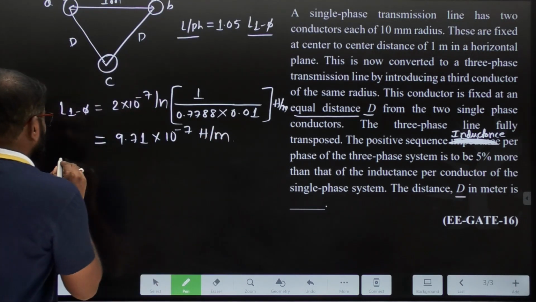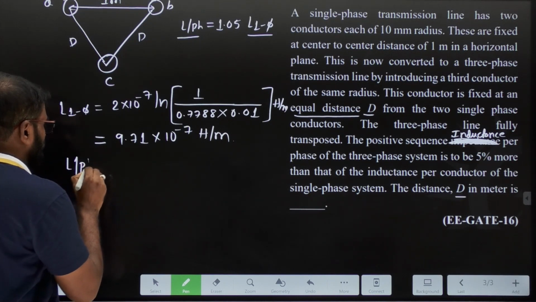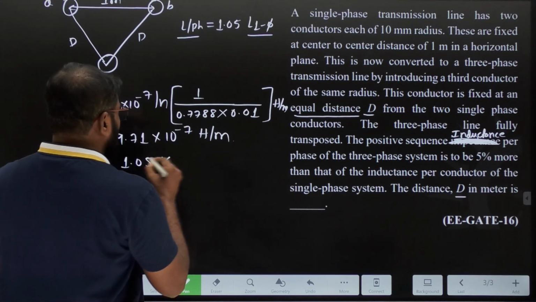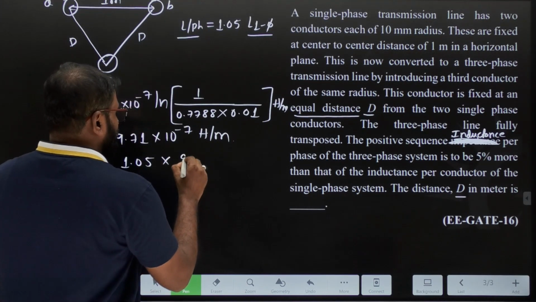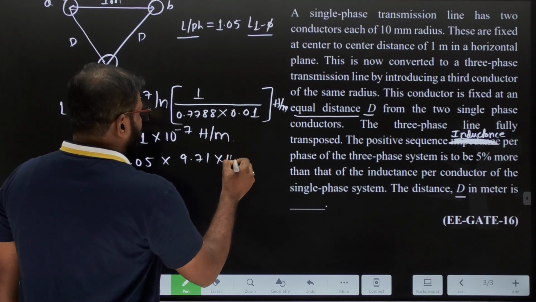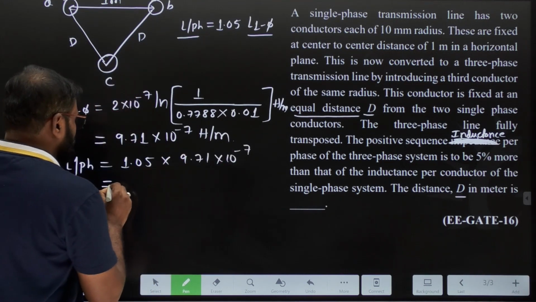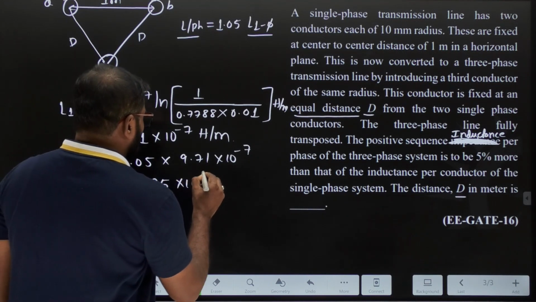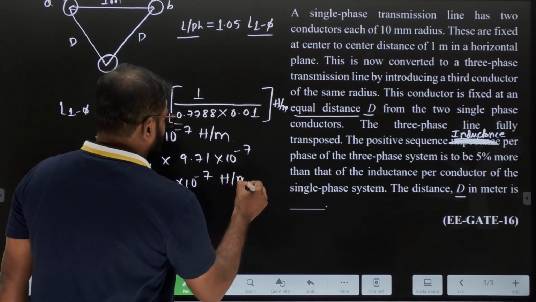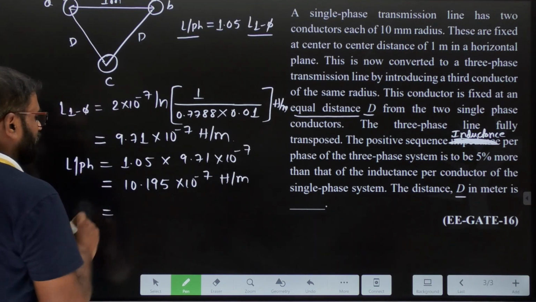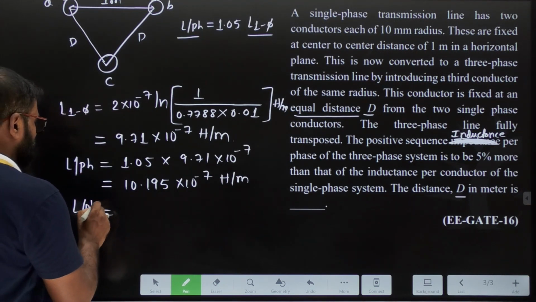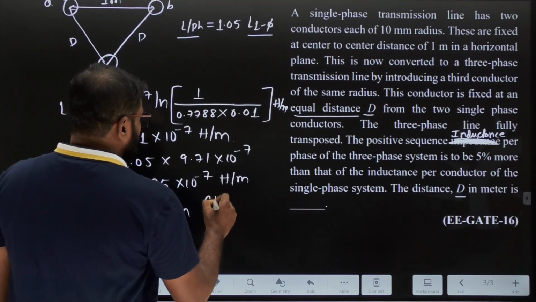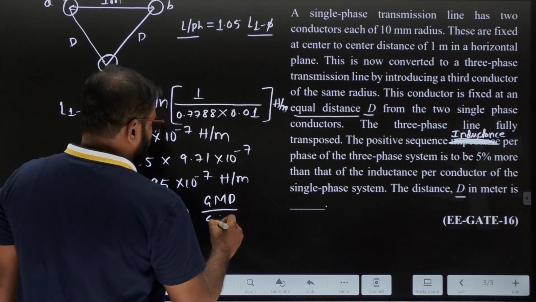Now tell me, what is the inductance of three-phase system per phase? 1.05 times this answer. 1.05 times 9.71 into 10 power minus 7. Let's see what is this value. 10.195 into 10 power minus 7 Henry per meter. Now, what is the formula for inductance per phase of a three-phase system? The formula is 2 into 10 power minus 7 ln of GMD by GMR.